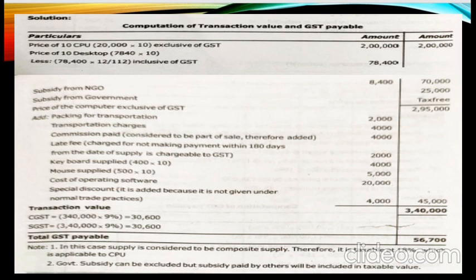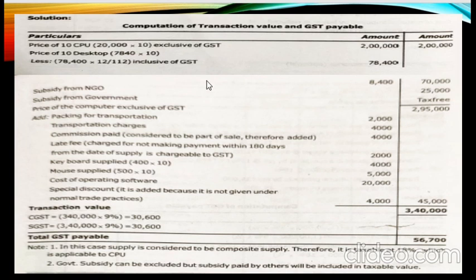You can directly find out. Here, first they have shown 7,840 into 10, they have given 78,400, then they have found out the GST value separately and subtracted it. Instead of this, instead of taking 12, we can directly take 100. So 78,400 into 100 divided by 112 will give you 70,000 directly. So this method also can be followed, as well as the direct method.